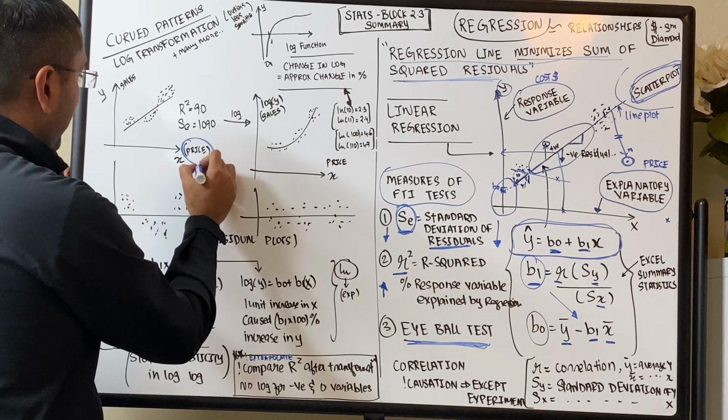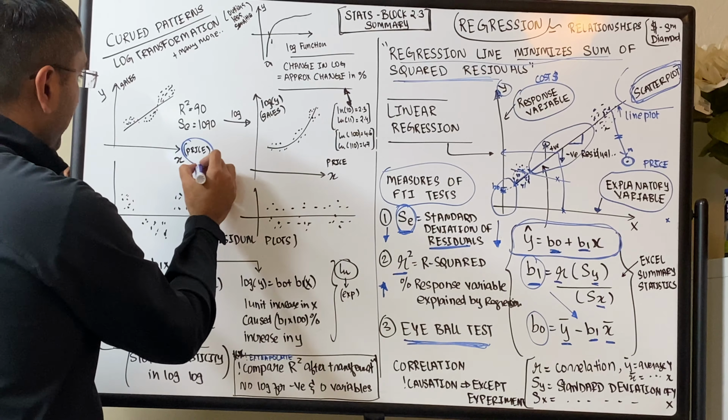And one type of transformation is a log transformation. So a log function looks like this one. Log of 1, what is log of 1? Log of 1 is 0, right? And then log of 10 is 2.3.